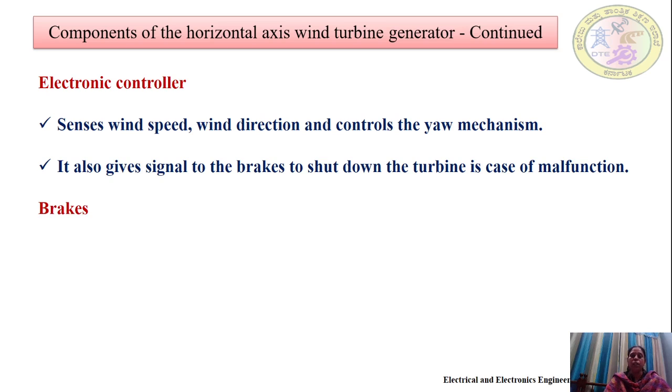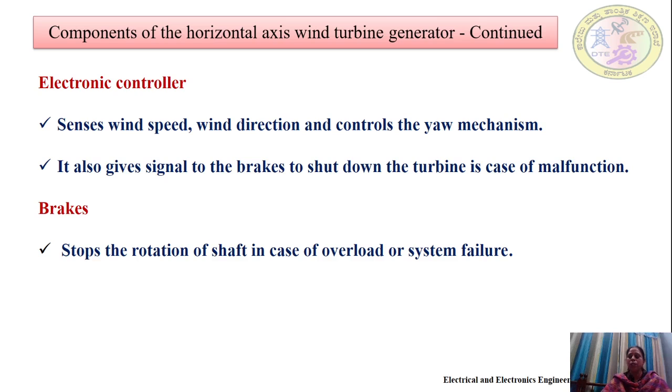Now let's talk about the brakes. They stop the rotation of the shaft in case of overload or system failure, or even for maintenance, it stops the rotation of the shaft. Next we'll see the nacelle. What is this?